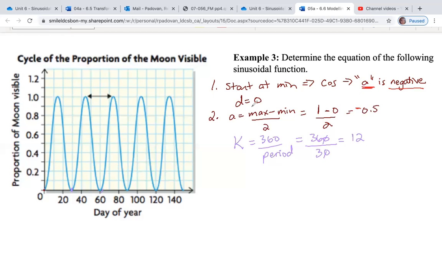I already said that D is 0. So I can move on to my equation of the axis, or C value, which is max plus min divided by 2. I can use the same numbers as here, or I can read it off the graph. The max is 1, the minimum is 0. And in this case, we have the same answer for A and for C, but we can see that's not always the case, right?